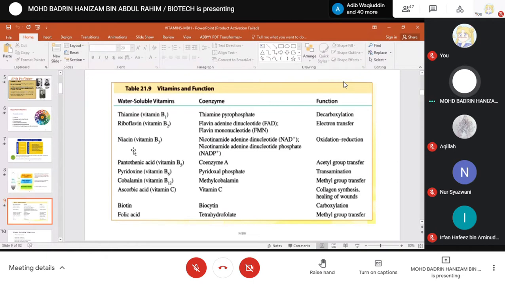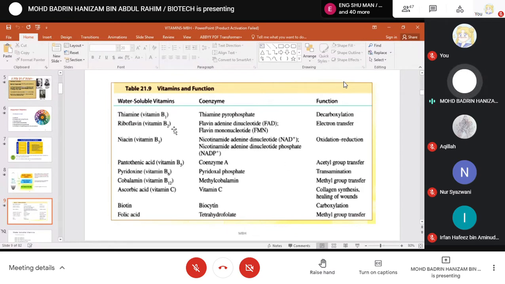Niacin, B3, NAD plus, oxidation and reduction. Pantothenic acid, B5, responsible for coenzyme A, acyl group transfer. Pyridoxine, B6, pyridoxal phosphate, carries out transamination reactions. Cobalamin, B12, coenzyme for methylcobalamin, methyl group transfer. Ascorbic acid, vitamin C, functions in the synthesis of collagen, with wound healing properties. Biotin, biocytin, carboxylation reactions. Folic acid, tetrahydrofolate for methyl group transfer.